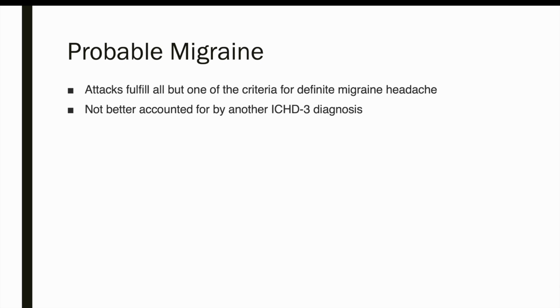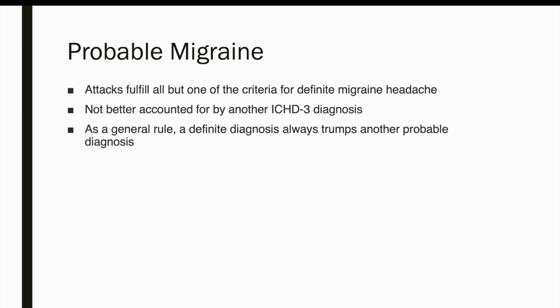And what I mean by that is if someone meets some of the criteria for migraine but not one, and if you were to compare those symptoms to another primary headache disorder, let's say tension type headache, and they do meet criteria for definite tension type headache, then they can't have probable migraine. You would classify them as having definite tension type headache. And this feeds into a general rule that a definite diagnosis always trumps another probable diagnosis. Lastly, probable migraine should be treated as migraine because it oftentimes responds to the same migraine medications.